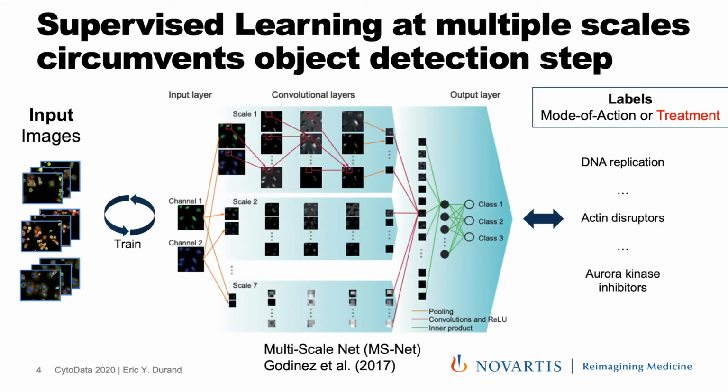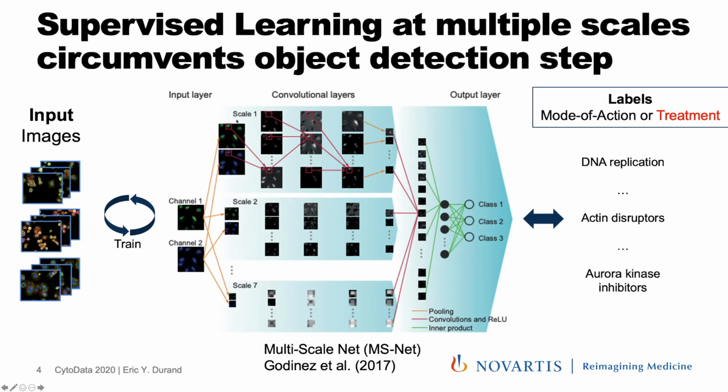So first of all, let me briefly describe the supervised approach that was developed by William Godinez when he was a postdoc in Novartis. So the method starts directly from the raw pixel intensity values of images without the need for an object detection step. And it does so by working on the images at different scales. So on this particular cartoon at 7 different scales.